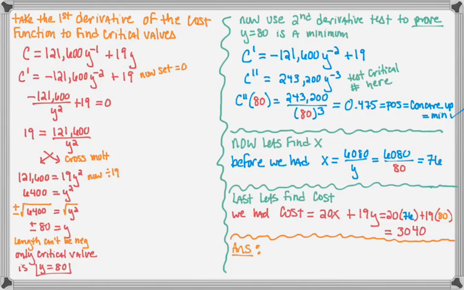Lastly, we can answer the question. X equals 76 feet, Y equals 80 feet, and the total cost was $3,040. So my units on dimensions were just feet, and my units on the cost was dollars.